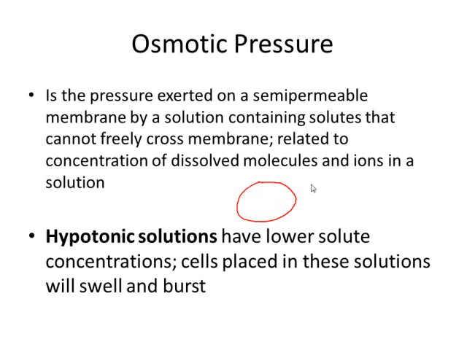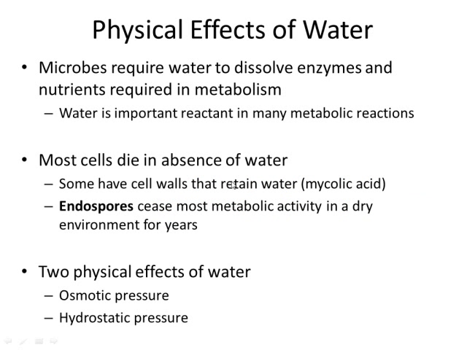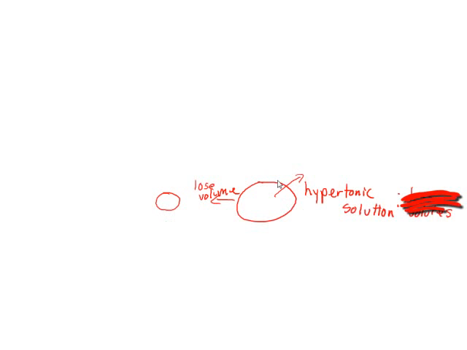So, for example, if I put a cell into a hypertonic solution, which way does water move if the cell is bathed in a hypertonic solution? That's right, water moves out. What's going to happen to the size of the cell if water is moving out? That's right, it's going to shrink. It's going to lose volume. And as we just discussed, a cell needs a certain amount of water to carry out its cellular functions. So if a cell dries out in a hypertonic solution, the cell is going to die.